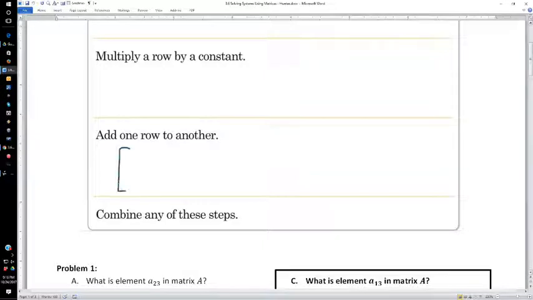So let's do 1, 2, 3, 5, 7, 9, 12, 13, 14. Okay? And let's say I want to add row 1 to row 2. I wanted to combine those two together. Right? I could do that and create a new equation.